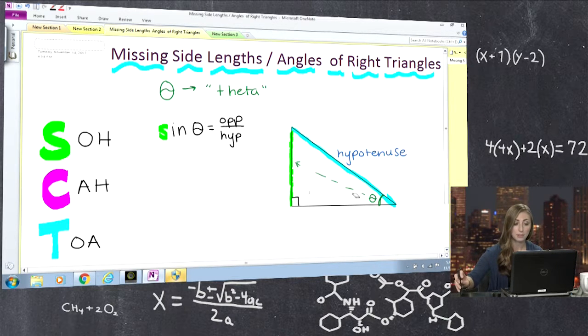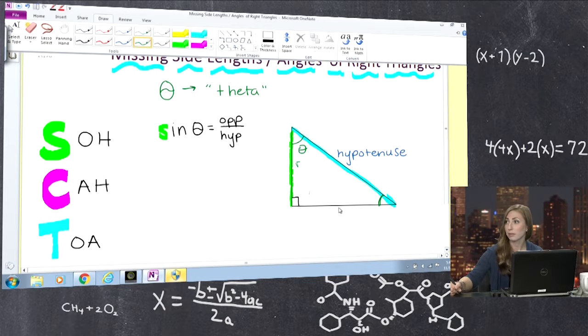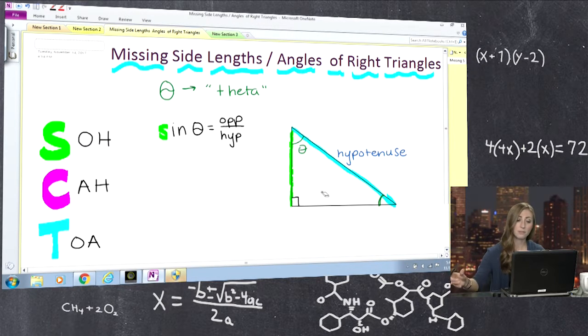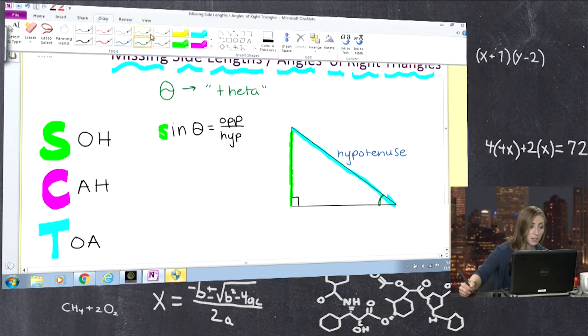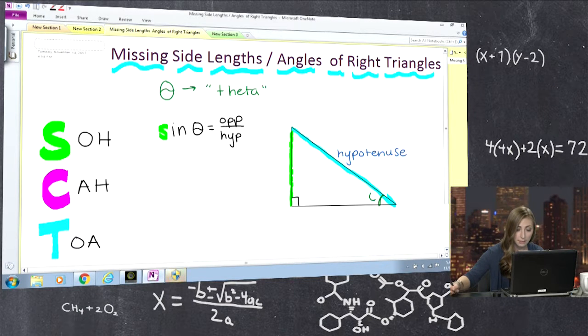If I was looking at the angle on the top up here, then the opposite side would be the one on the bottom here. So it depends on which angle you're looking at. That's one thing that can be very confusing with this: which side is which? Well, it always depends on the angle you're looking at. So let's go back to orienting it the way that I originally oriented it. This is our theta, and then our side over here across from it is our opposite side.